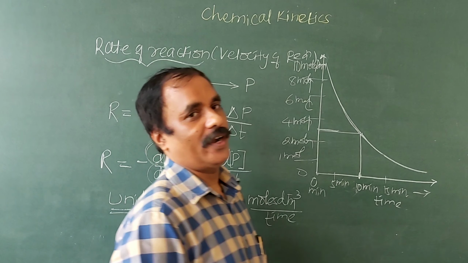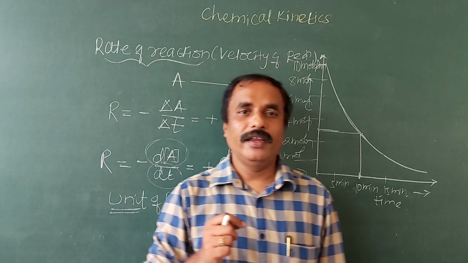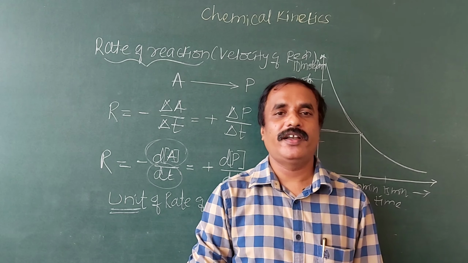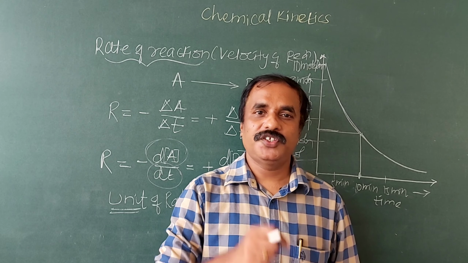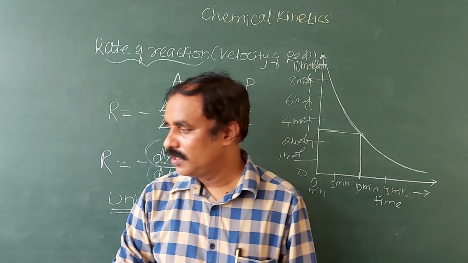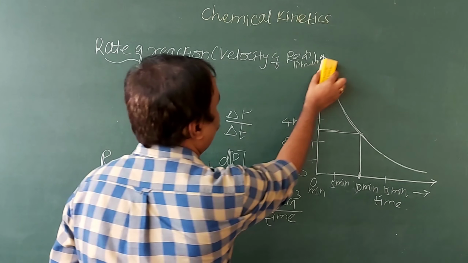So what is the definition of rate of reaction? Decrease in concentration of reactant per unit time or increase in concentration of product per unit time is said to be rate of reaction, is said to be velocity of reaction. Example, take formation of ammonia.